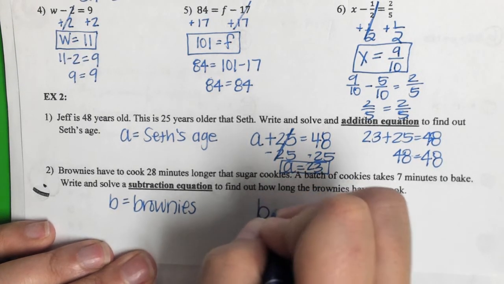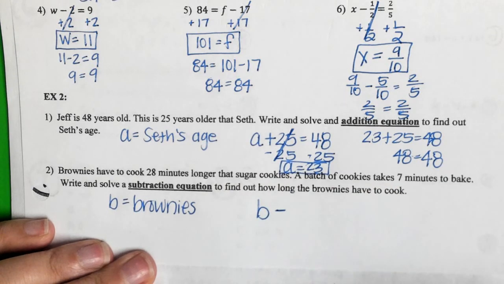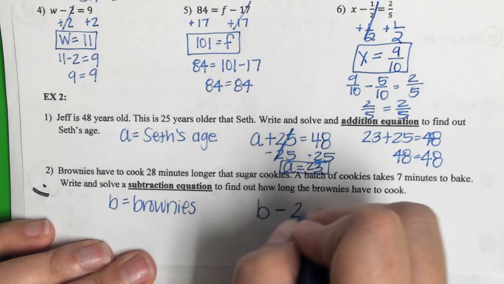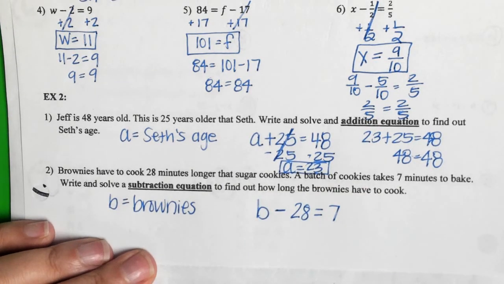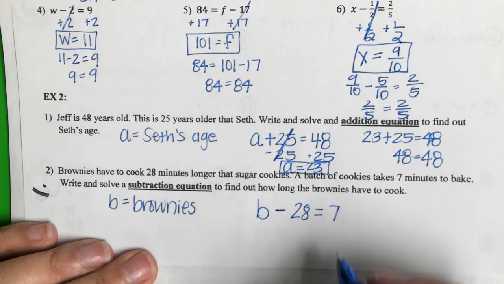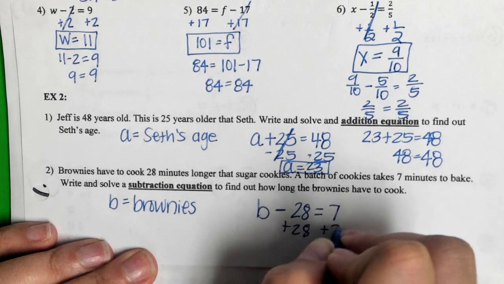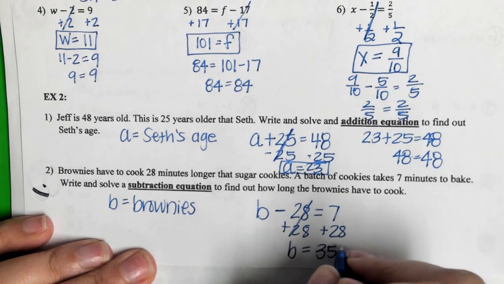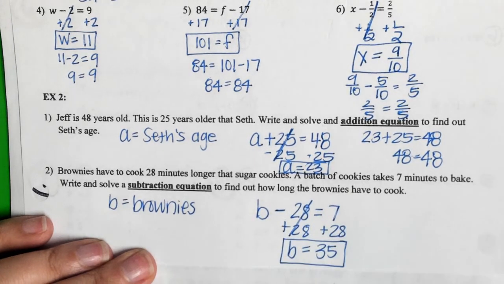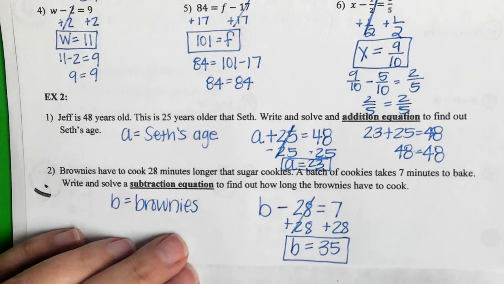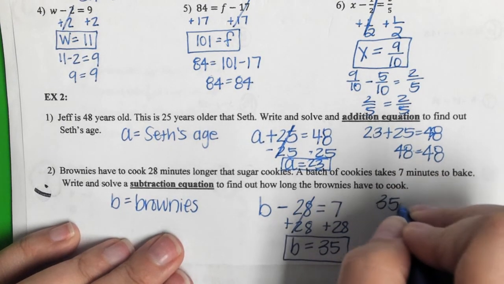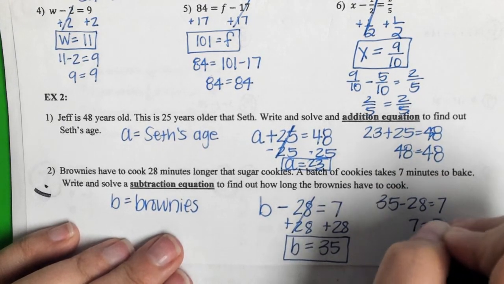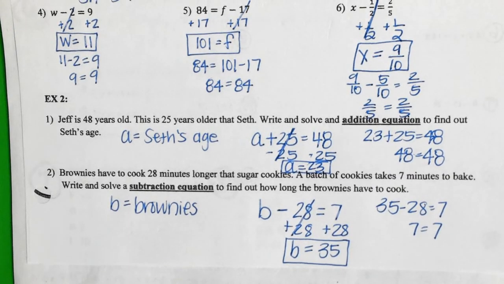So we got brownies minus what? 28, because we know the cookies take 7. So this is a subtraction equation. How do I undo it? Add 28. That cancels that one out, so the brownies will take 35 minutes. So then if I plug this in, that equals 7. All right, I'm going to stop this right here real quick.